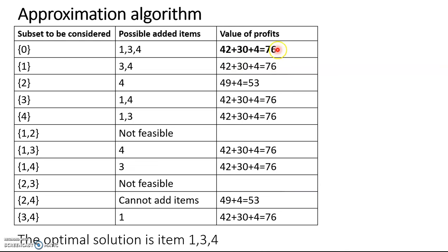Then the third step is, from these I should find the subset having the highest value. Among these, the highest value of profit is 76, and the items included are 1, 3 and 4. So I conclude that the optimal solution is items 1, 3 and 4. I can put 1, 3 and 4 into my sack, with the maximum profit of 76. I hope students you understand the concept. Thank you.